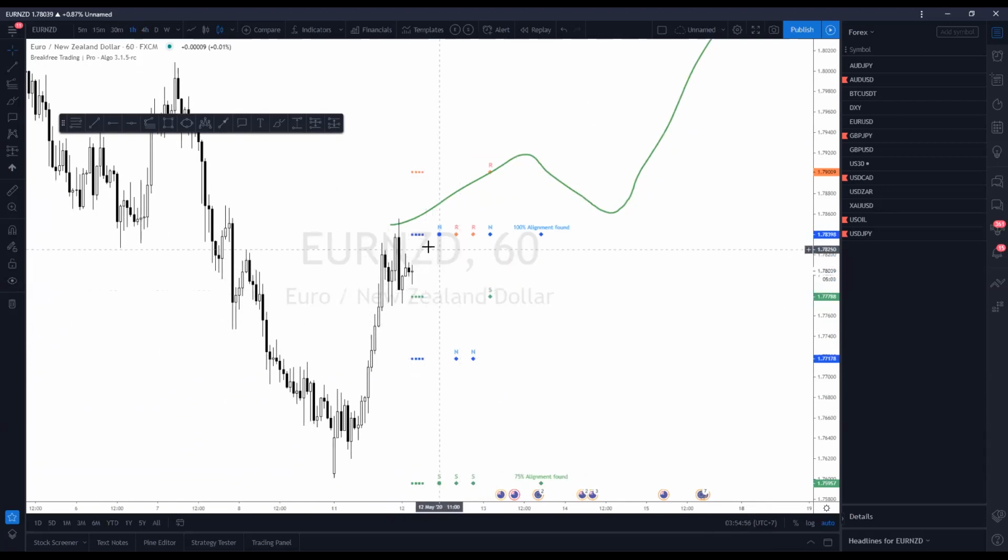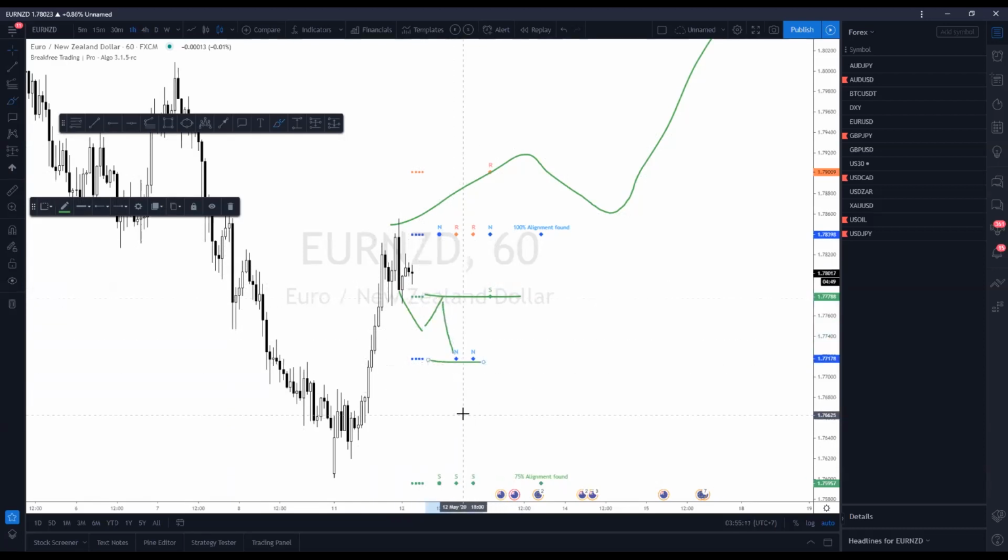Or if I can take a sell up here, I'm going to wait for price to basically move below this level, this support, and then enter with a sell limit on this support, so I can take it down to the neutral level.